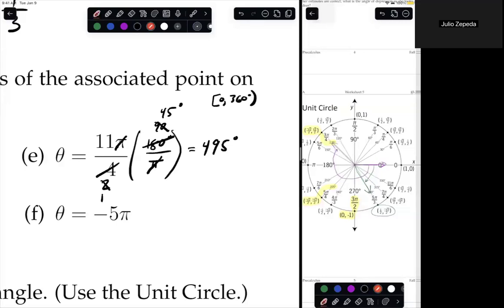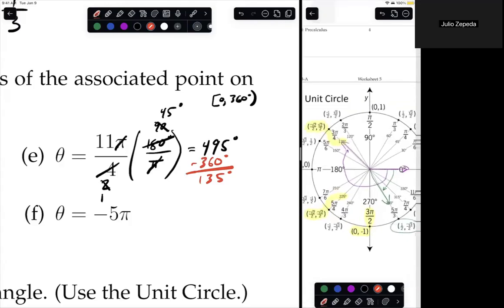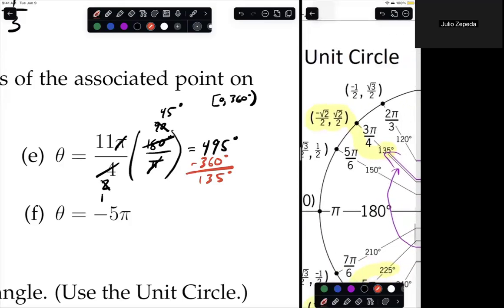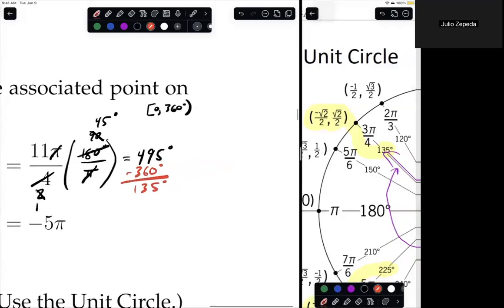So we can subtract 360 degrees to find a coterminal angle. And that is 135 degrees. So the angle that we're looking for, 11 pi over 4, is coterminal with 135 degrees, which we've used earlier, so it's already highlighted. But the associated point is negative root 2 over 2, comma, root 2 over 2.